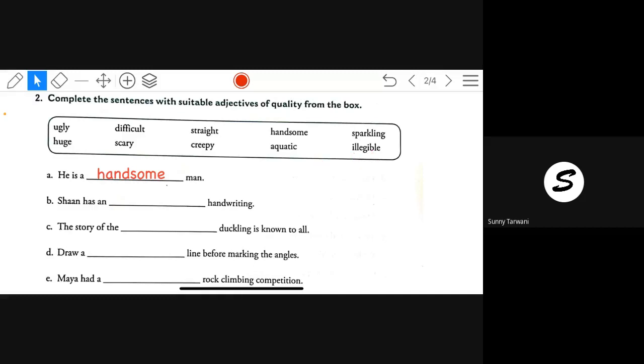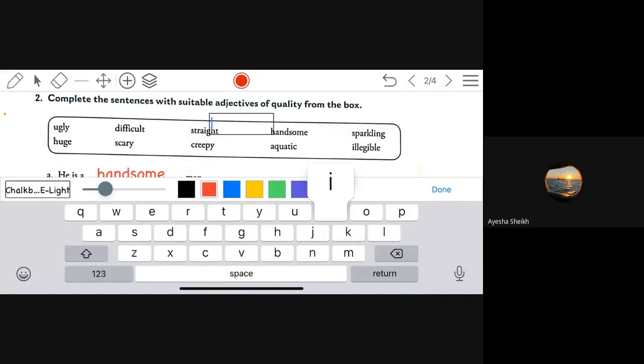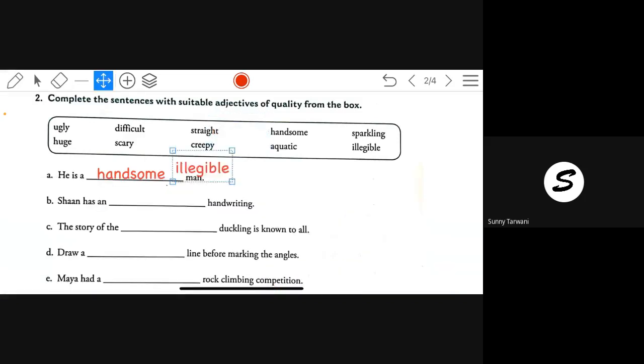Do you know the meaning of illegible? No. The handwriting you don't understand, which is not clear. Illegible handwriting. Opposite is legible. So you learned the new word. Your handwriting should be legible, clear, understandable. Before the blank, article N is given, so the answer will start with a vowel. You should know that. And there were only three words with vowel.